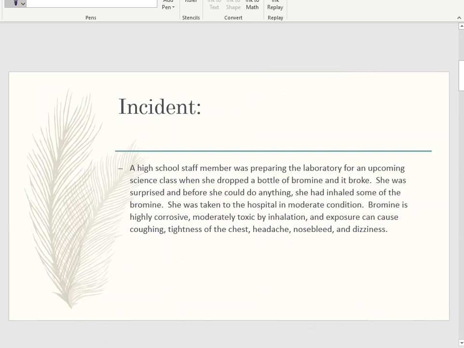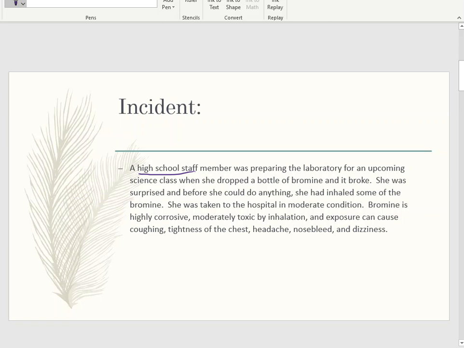And this incident says, a high school staff member. All right, so first off, this is an employee of an educational institution that is working in a science laboratory. Keep that in mind. A high school staff member was preparing the lab for an upcoming science class when she dropped a bottle of bromine and it broke.